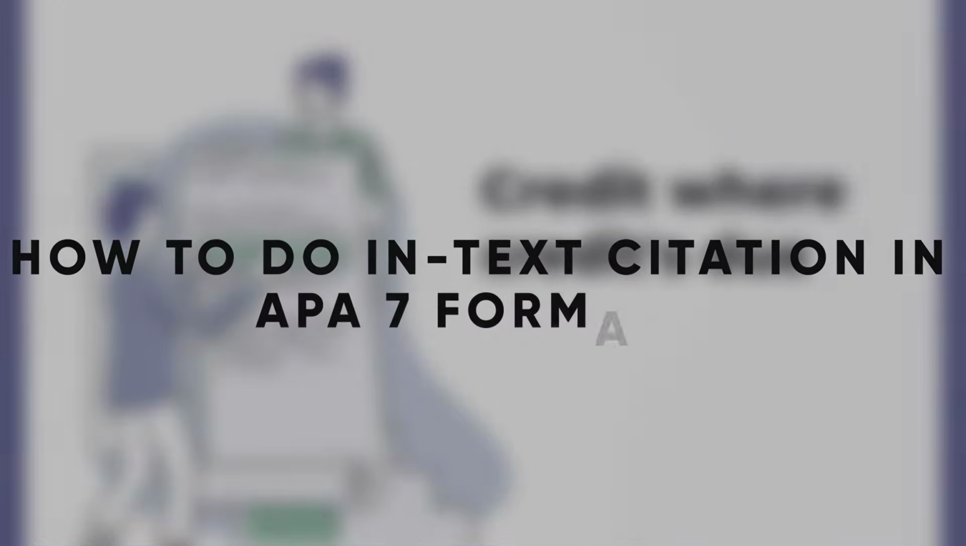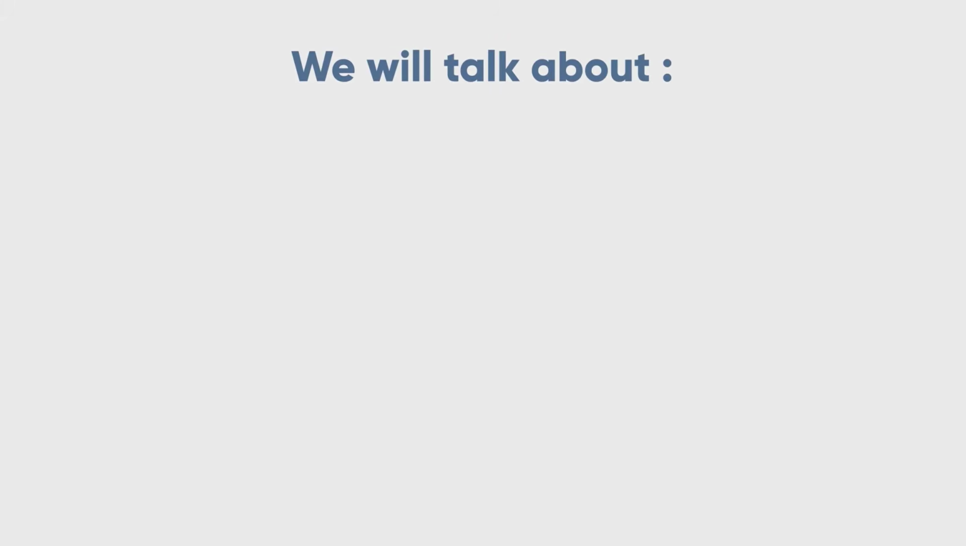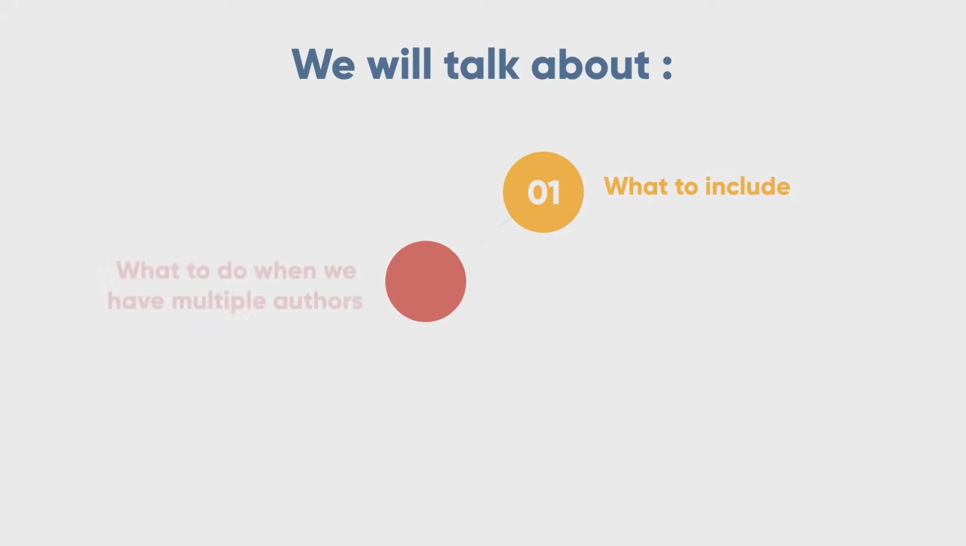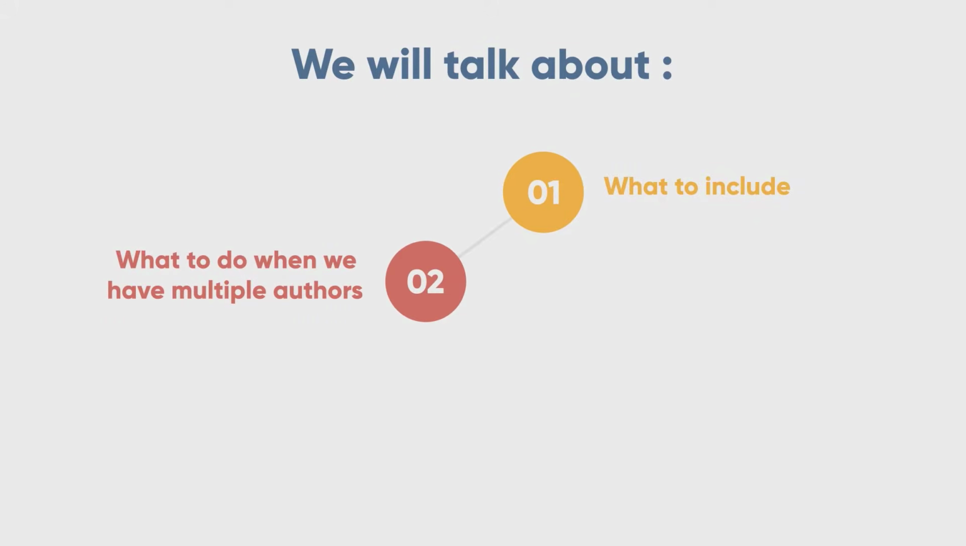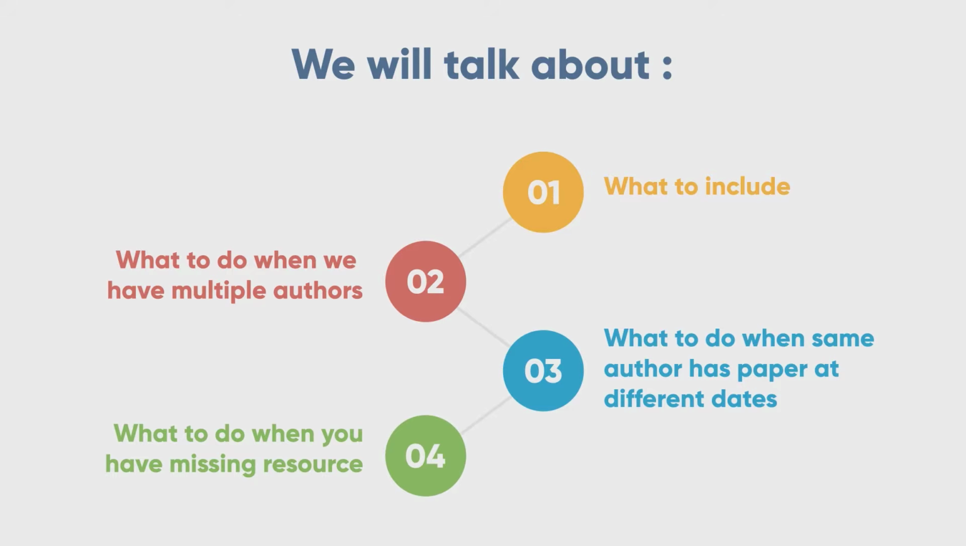In this video, you will learn about how to do in-text citation in the APA 7th edition format. Here, we will talk about what to include, what to do when we have multiple authors, what to do when the same author has papers at different dates, and what to do when you have missing sources.